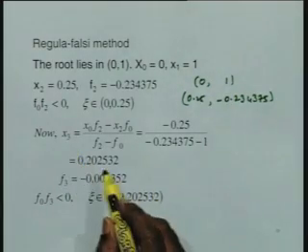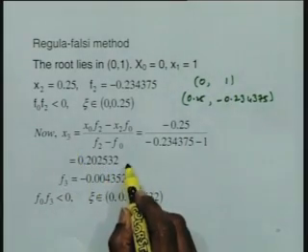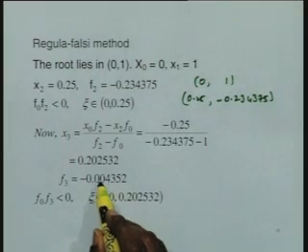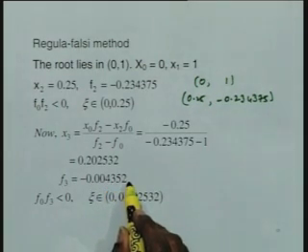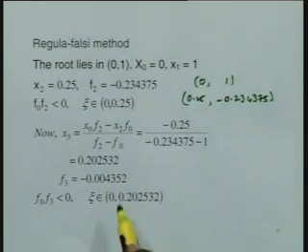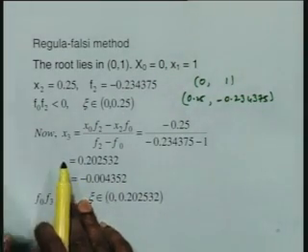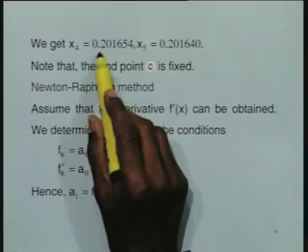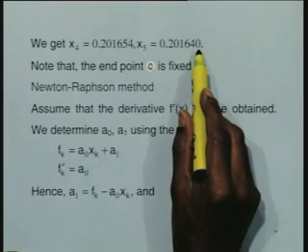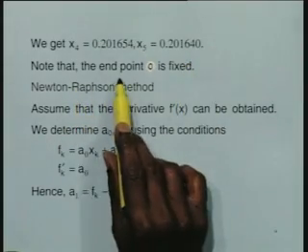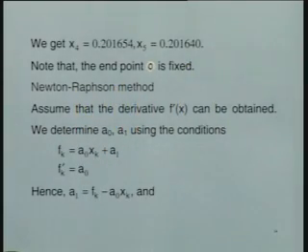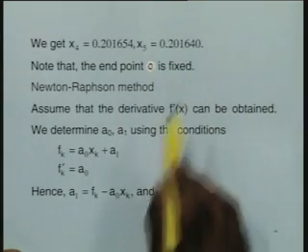Now you can see x3 computes to 0.202532, f3 is minus 0.043252, that is the value of f3. Now again f0 f3 is negative, therefore the root lies between these two values. Now I have given the next values as x4 as this and x5 as this, and we have seen that the end point 0, the left end point, is always fixed.